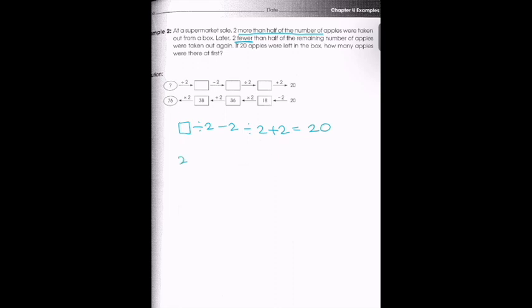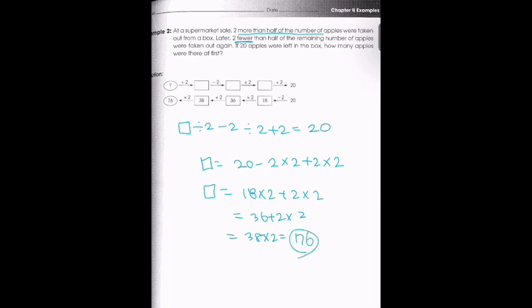So to find the missing number, we're going to do 20 minus 2 times 2 plus 2 plus 2 times 2. And so the missing number is going to be 18 times 2 plus 2 times 2, which is going to be 36 plus 2 times 2. So we have 38 times 2, which gives us 76. So we started with 76 apples.